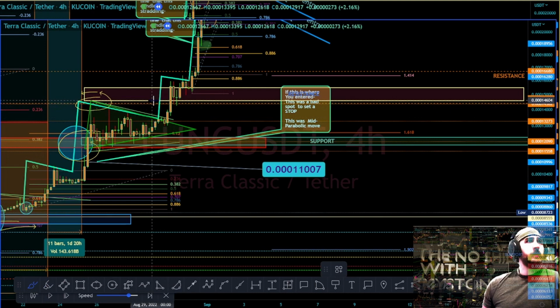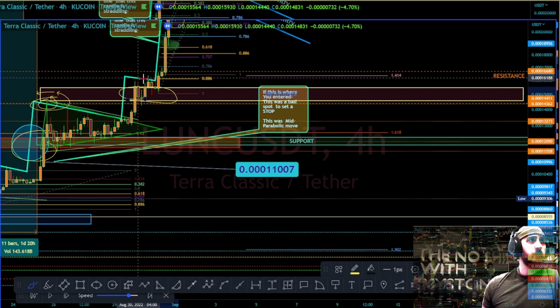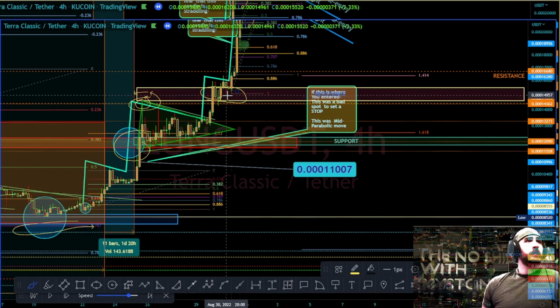So this resistance level right here, see how it turns into support. These candles are now straddling along as support, and up here until it finally breaks through.